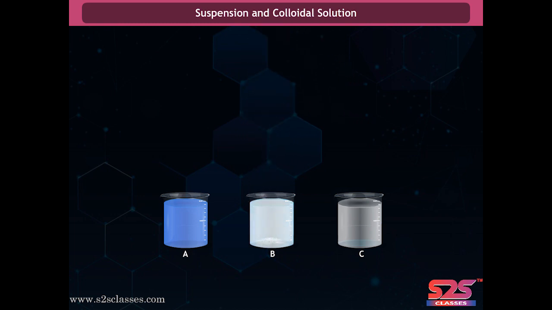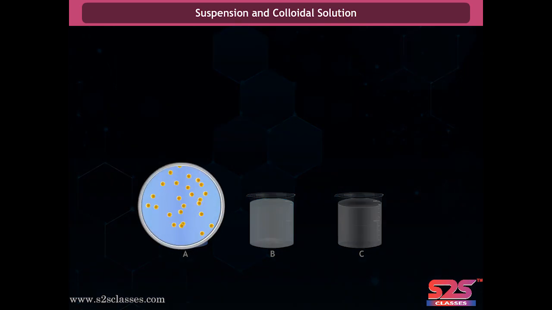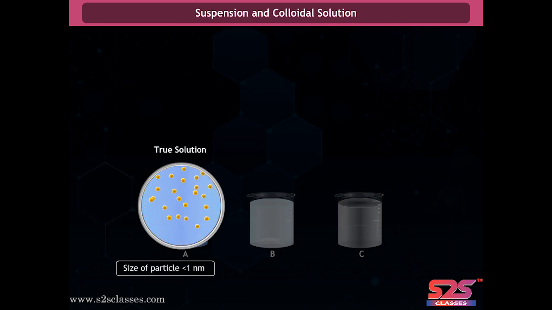Observe all the beakers. You will observe that beaker A has no distinct boundary and uniform distribution of particles through them. The size of the particles of a solution is too small to be individually seen by naked eyes. Thus the solution is called true solution and the size of particles is less than 1 nanometer.